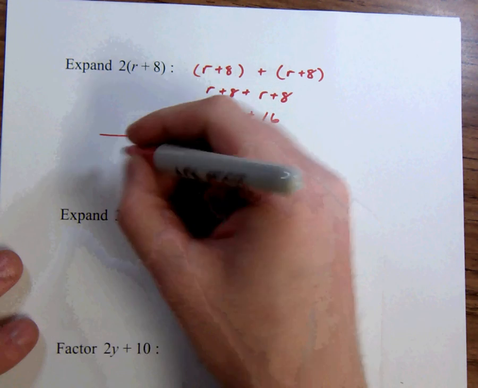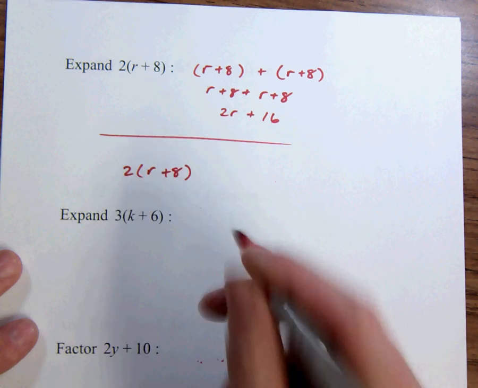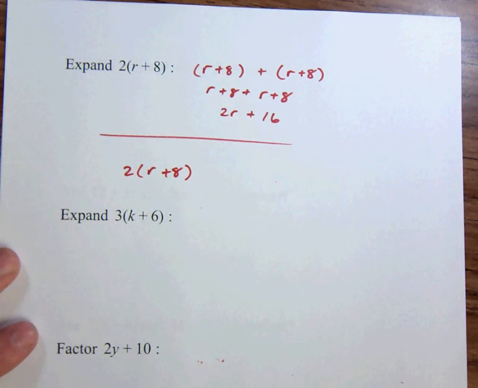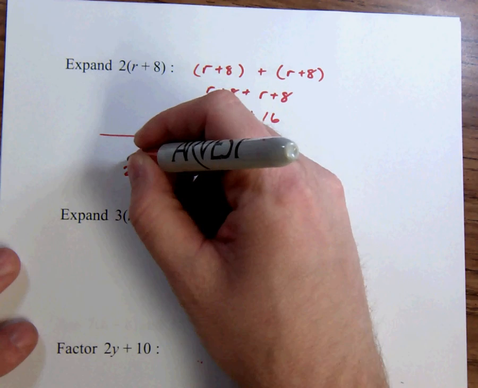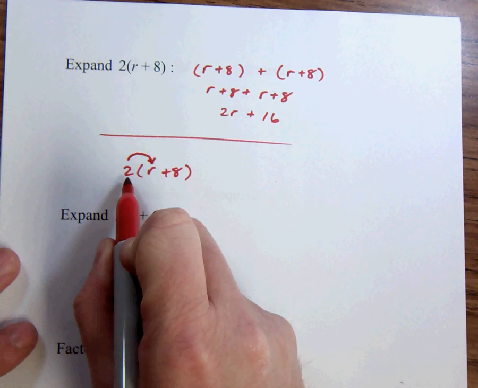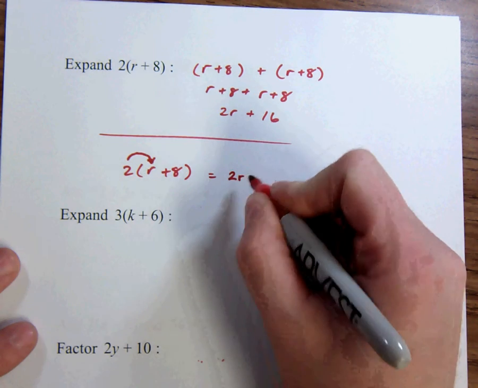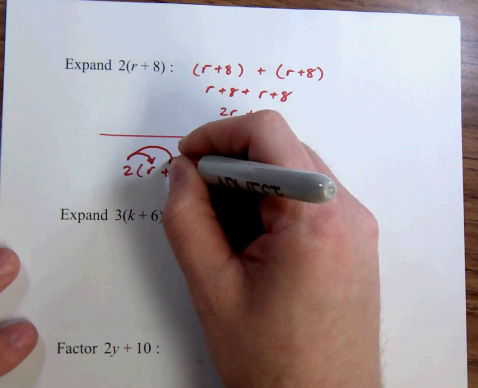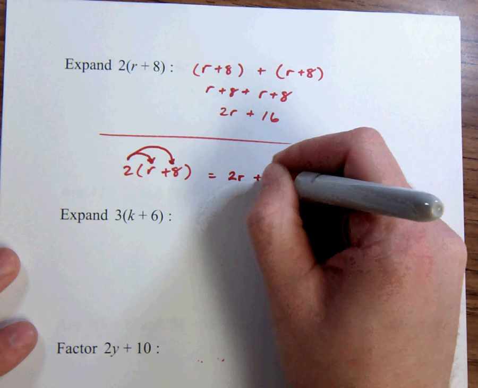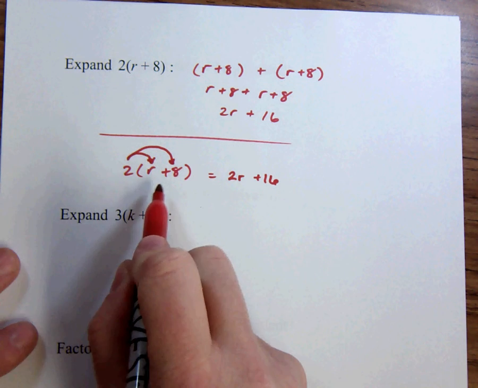Another way to do it is a little easier, I think. Well, easier is a relative term. It takes less room. It is to say whatever's here, multiply it by every term inside the parentheses. So 2 times r is 2r. 2 times a positive 8 is a positive 16. So 2r plus 16. You get the same answer, and this is the way I'm going to do it from now on.